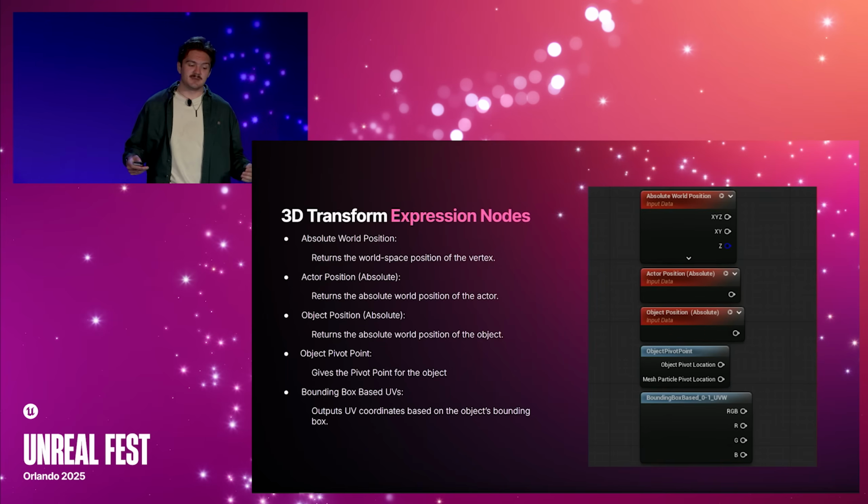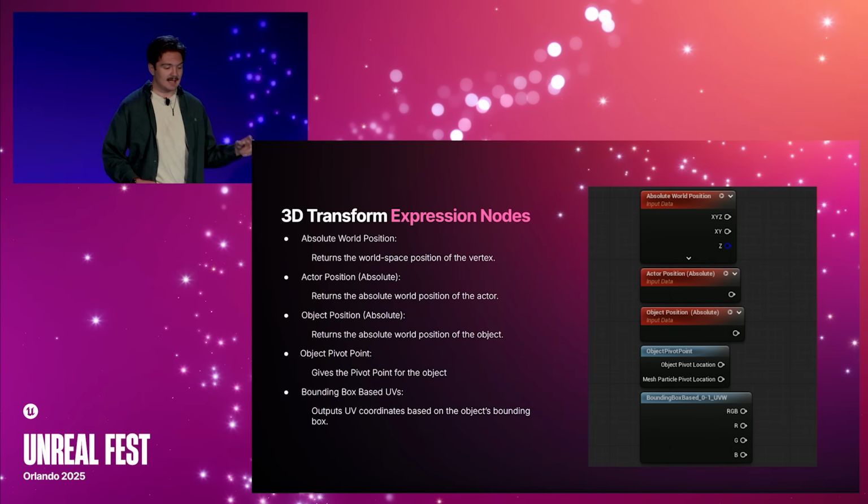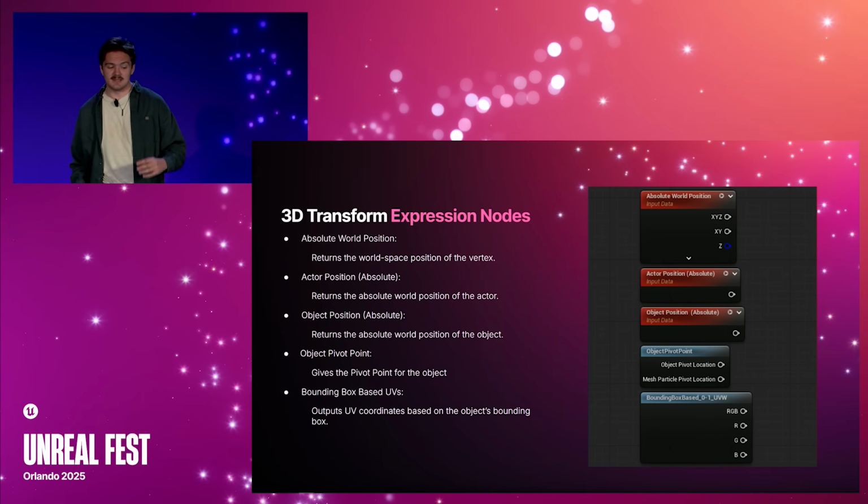Now we're going to go into some expressions that have to do with 3D positions. So we have the absolute world position expression. This gives you the world position of the current vertex. If you only want the position of the actor or the object, you can use the actor or object position expressions. Then you can use the object pivot point to get the pivot point for the object. And finally, you can use the bounding box expression to figure out where a vertex is in an object's bounding box. So if it's at the top or the bottom or the front or the back.